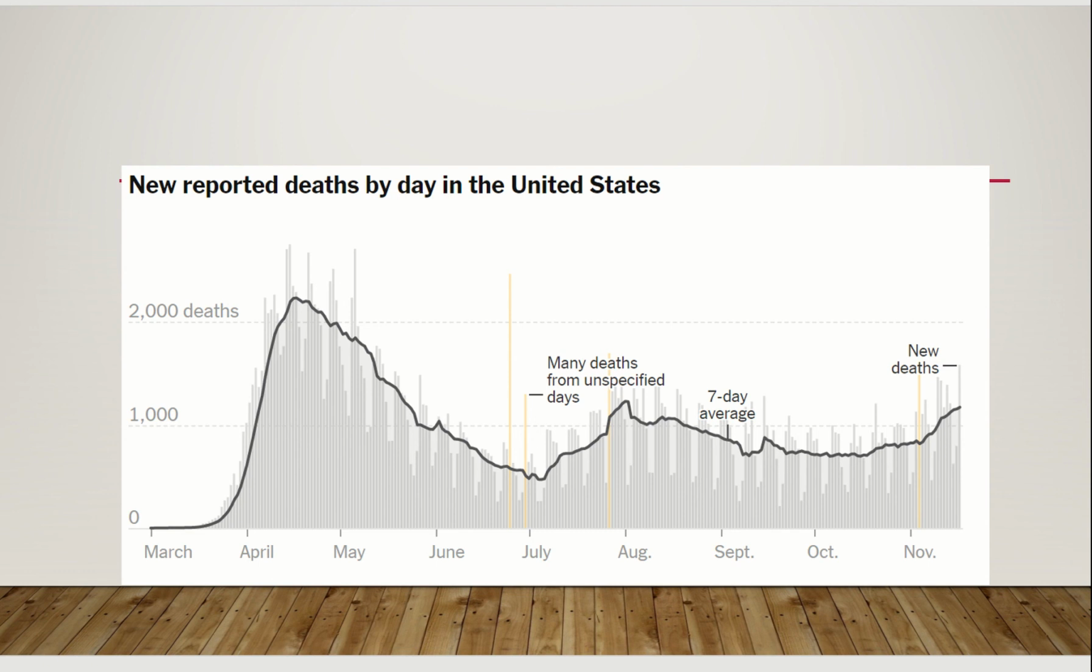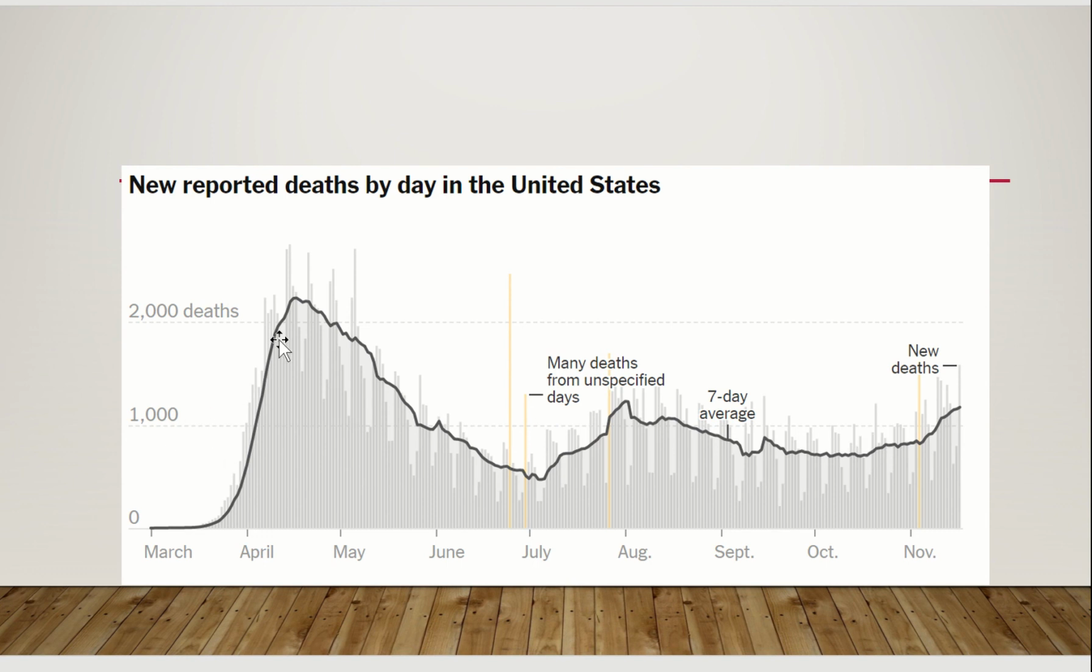Now, there's a key point that the New York Times made: many deaths were from unspecified days, right here and right here, right before July and the middle of July. There were some days with a big peak in deaths, which are sometimes unexplainable, but that's the reason why we have these averages. That levels it out, that smooths out the trend of the graph.